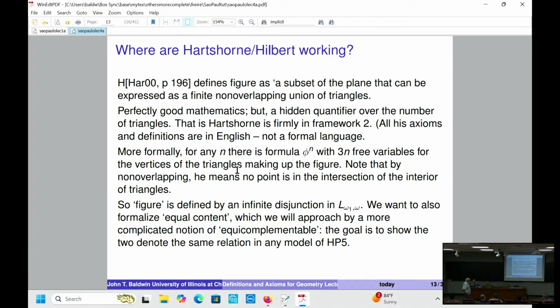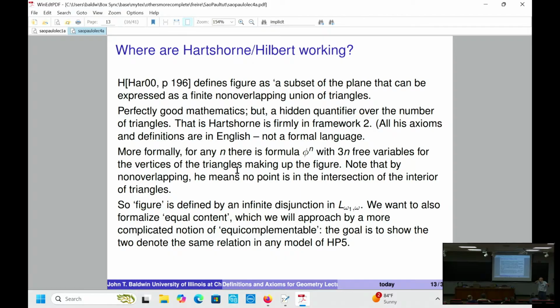And now if we try to go into a language, we can do something like, if I have a formula which has, if I'm worrying about a figure with n vertices, then with 3n parameters, I just write down about these 3n sets that they make up a figure, that I have disjoint triangles. Or, and I'll probably do this on the next page, I can be a little more detailed and write a formula in 3n variables and a free variable x, which says x is in the interior of this figure.